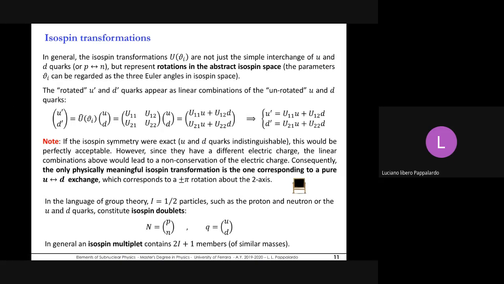Now, in the language of group theory, isospin 1/2 particles, such as the proton or the neutron or the up and down quarks, constitute so-called isospin doublets. So a first doublet is the proton-neutron state, and the other doublet is the one constituted by the up and down quark. In general, an isospin multiplet contains 2I plus 1 members of similar masses. So in this case, I is equal to 1/2, so we have just 2 members. These multiplets are simply doublets. And in fact, the states of these doublets have essentially the same mass, with only a tiny difference in the mass.